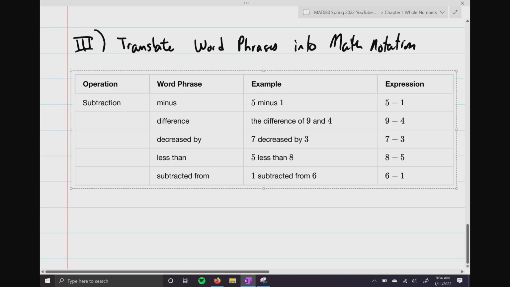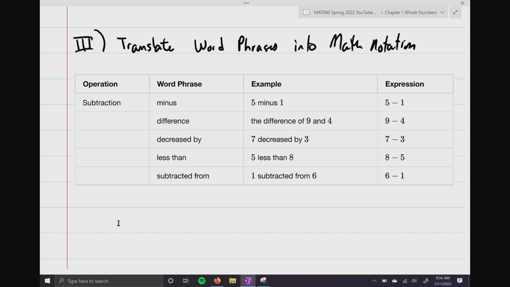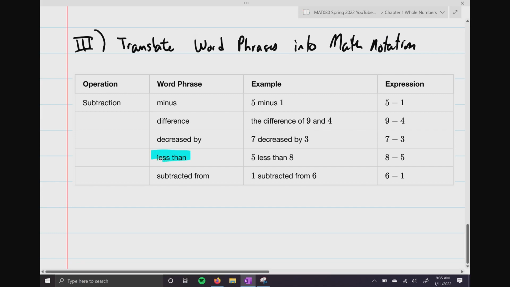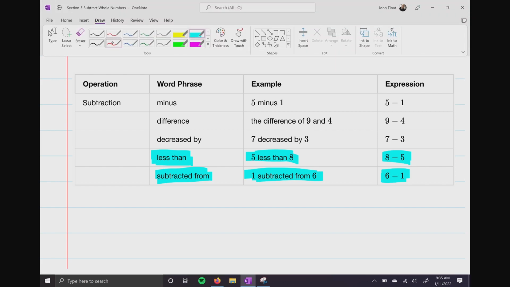All right. So just like in the previous lecture video, with addition, subtraction has word phrases that we look for. And the key words are going to be minus, difference, decreased by, less than, and subtracted from. Okay, now I'm going to highlight the 2 most important. The less than and the subtracted from. These 2 are really important. So what I'm going to do is I'm going to go over the very first one, this minus, and then I'll explain the last 2, okay?